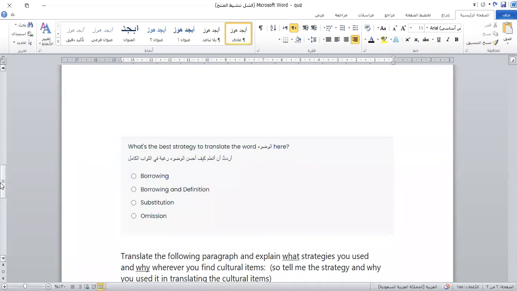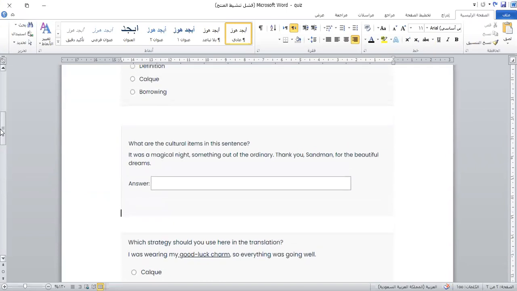Yes, miss. I have a question regarding the previous item. Why is "magical" a cultural item? Like, I see it having no cultural connotations.